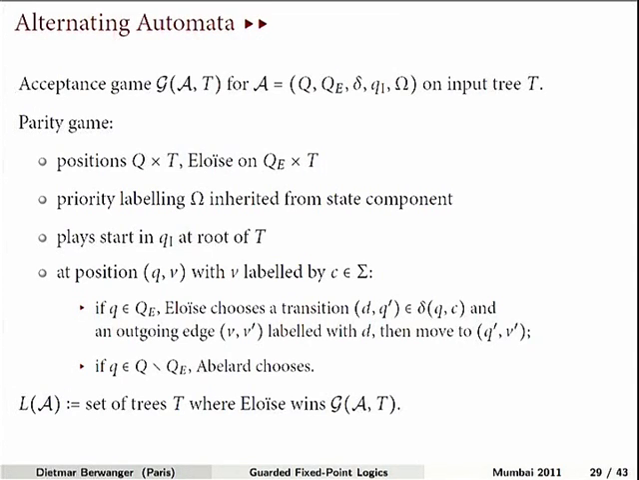Okay, so this gives us, once we have an automaton on a tree, such a game, and then we say that the automaton accepts the tree if Alois wins this parity game.